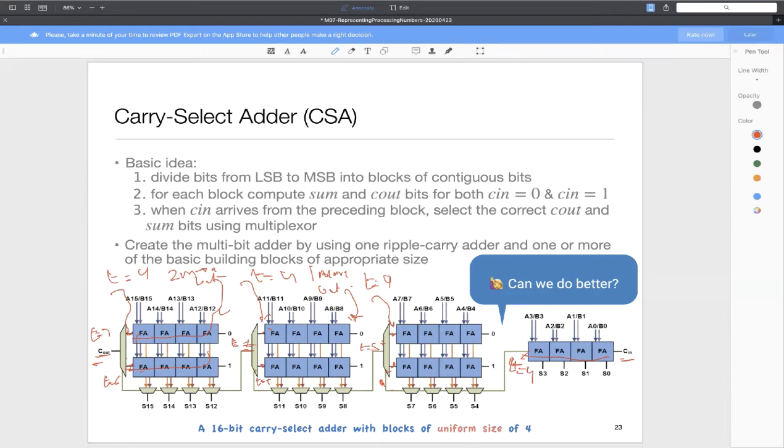Okay, so there's a question. So when you say at the bottom it says carry select adder with blocks of uniform size of 4. So do they have to be uniform size, and do they have to be size of powers of 2? Oh, does the uniform size have to be power of 4? No, it could be anything. Why do you think it would be power of 4 or power of 2?